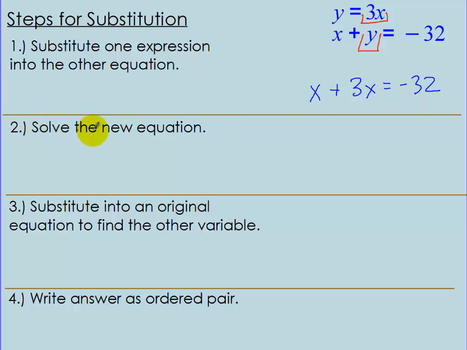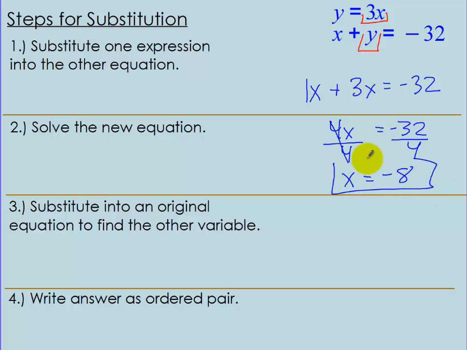Now your next step is to solve the new equation for x. To solve that equation, I'm going to combine like terms. 1x plus 3x combines to 4x equals negative 32. I want to solve for x and isolate the variable, so I'll divide by 4. Those cancel out, and I get x equals negative 8. So I solved for one variable.